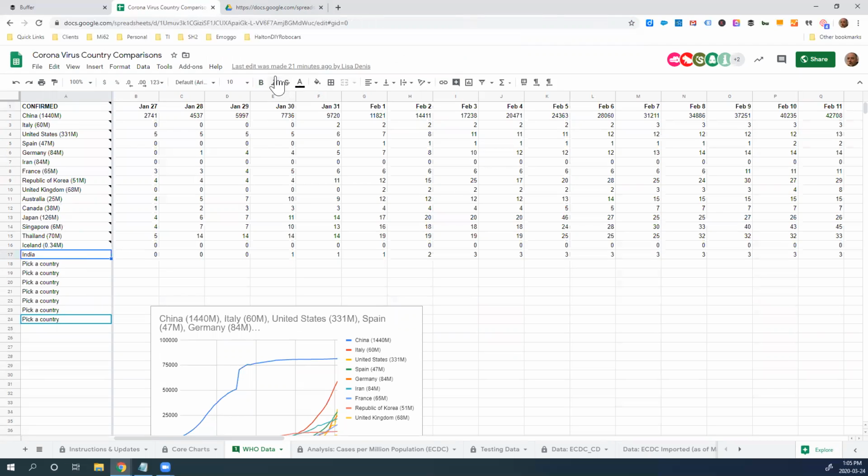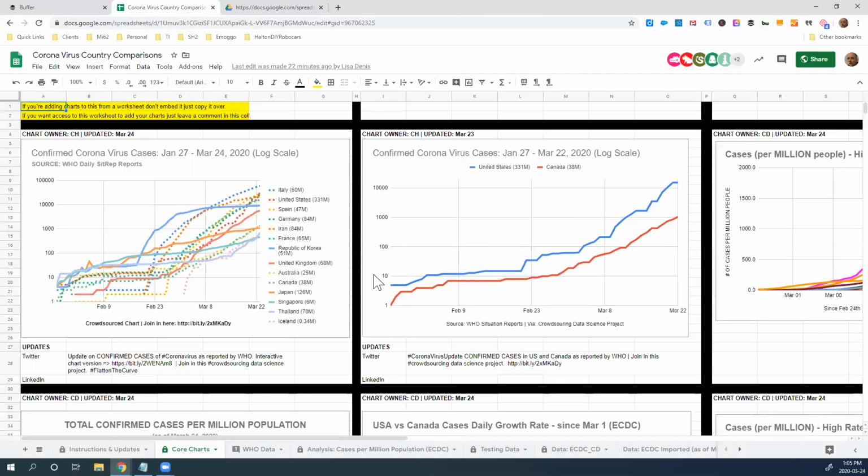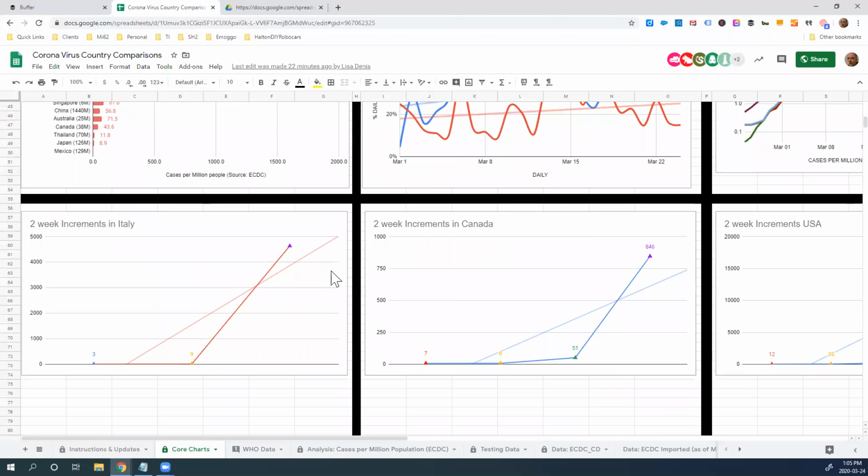The other thing that I did on the core charts today is that everybody keeps talking about these 14-day blocks. So I just plotted every 2 weeks: January 27th to February 8th as the first 2 weeks, then February 9th to February 22nd, February 23rd to March 7th, and March 8th to March 21st.